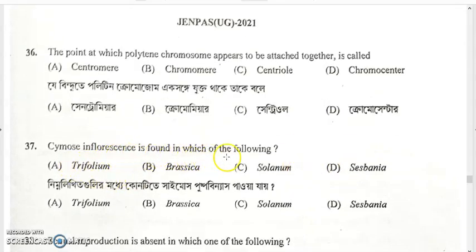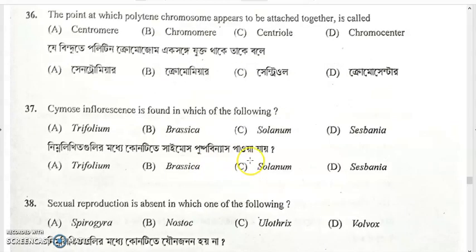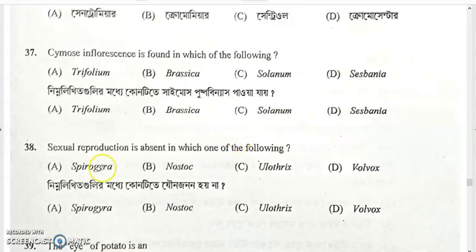Cymose inflorescence is found in which of the following? Cymose inflorescence is found in Solanum. The answer will be option C. Sexual reproduction is absent in which of the following? Sexual reproduction is absent in, the answer will be Nostoc.